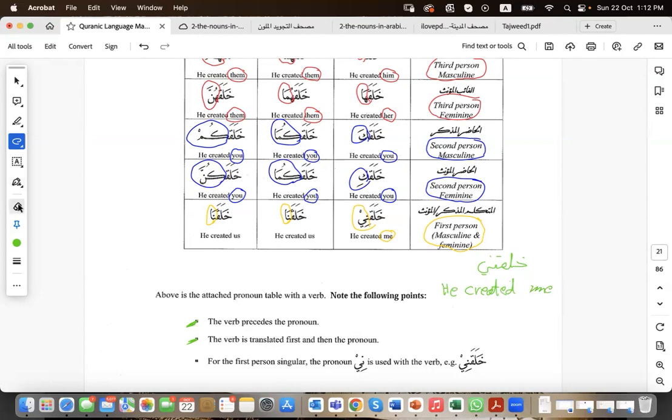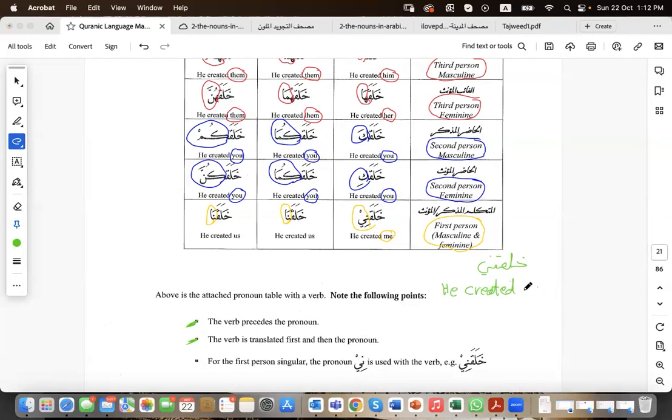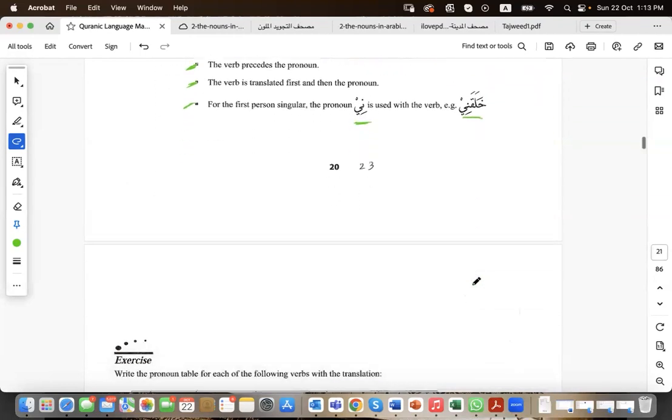So again, as you can see, the verb with its doer comes first, and then come the attached pronouns, the attached pronoun that refers to the object. So خلقني, he created me. And finally, for the first person singular, the pronoun ni is used with the verb خلقني, as we have explained earlier.